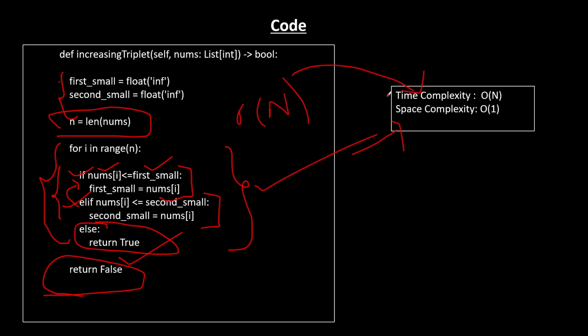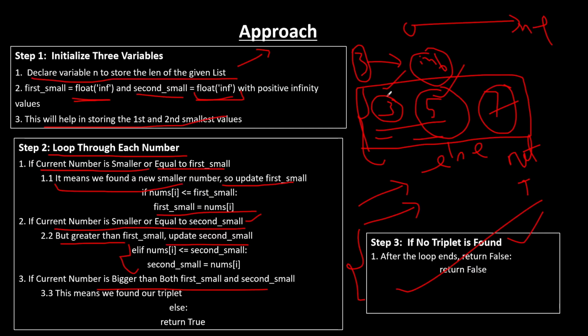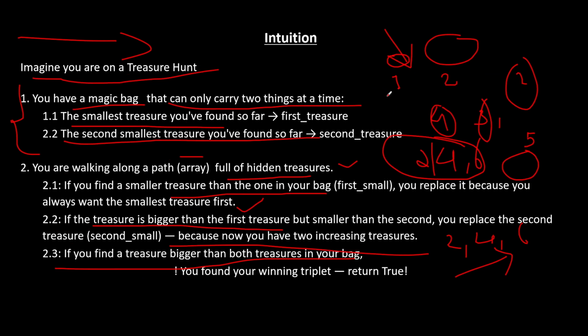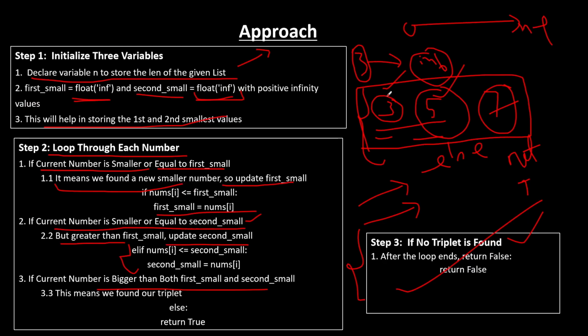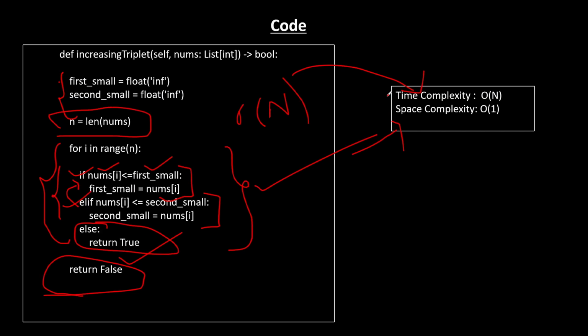The approach is easy and straightforward. I would like you to read the approach again if you have not understood. Try to read the intuition again and understand the code again. I think this will help you to understand how the approach is going and how the code is getting typed. Now let's move to the next slide.